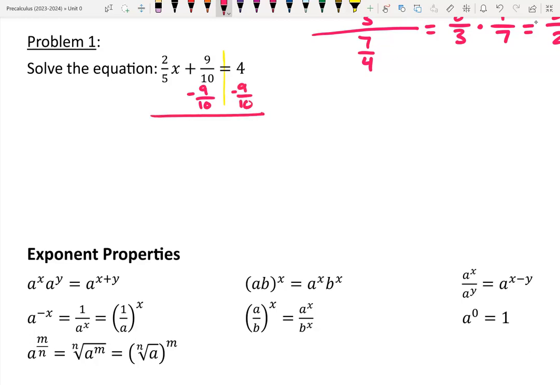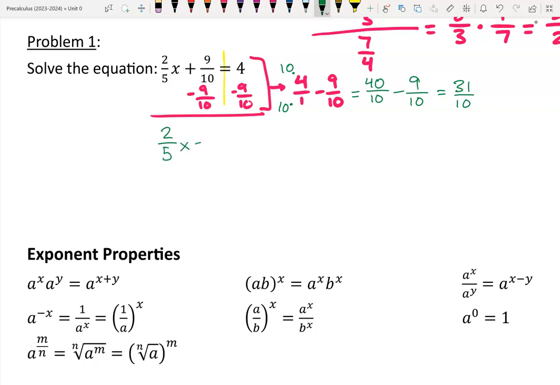Now, to minus 9/10 for this right side, I am going to need to change 4 into 4/1 to be able to actually do my subtraction. Now, since I am subtracting, I am going to go ahead and multiply by what I need to do to get a common denominator. In this case, I would have 40/10 minus 9/10. Well, again, now that I have this, I can go ahead and subtract my numerators and get 31/10. So my result here would be 2/5 x equals 31/10.